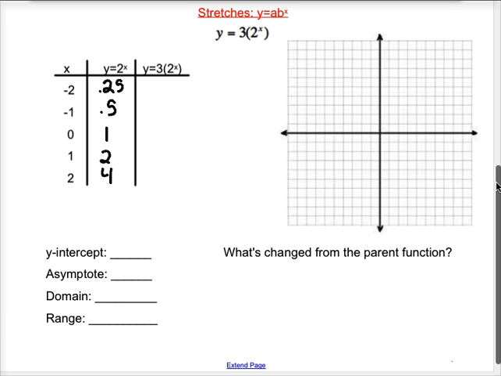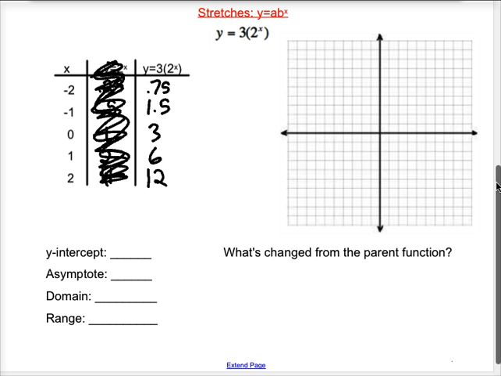But now we need to transform it. We need to take every one of those values and multiply it by 3. So we get 0.75, 1.5, 3, 6, 12. So now remember, this is just like square roots. When we include the stretches in our table, that means that this is what we're going to plot. We can kind of eliminate that original one, and these are the points we're going to end up plotting.